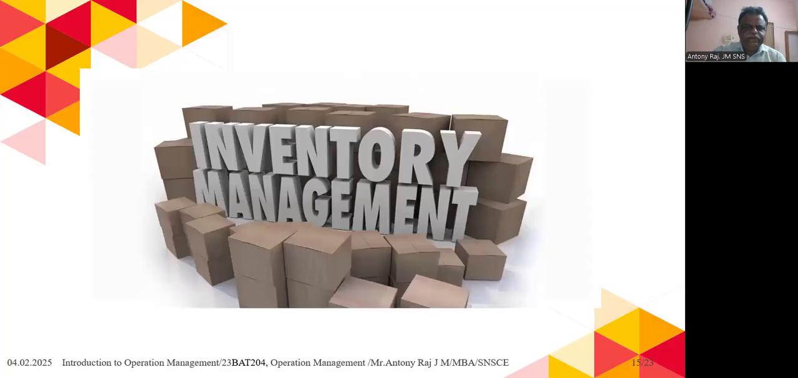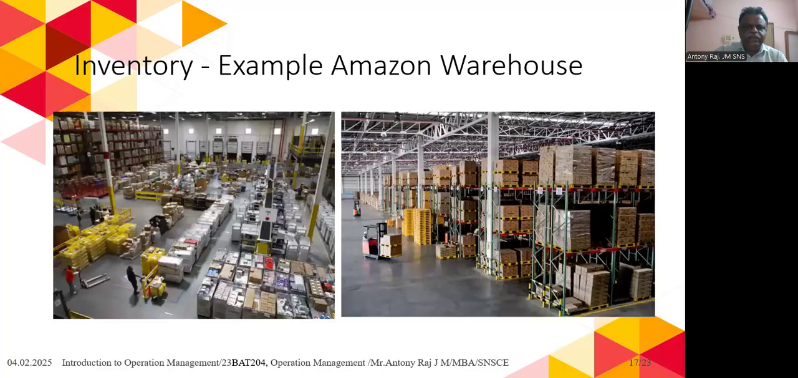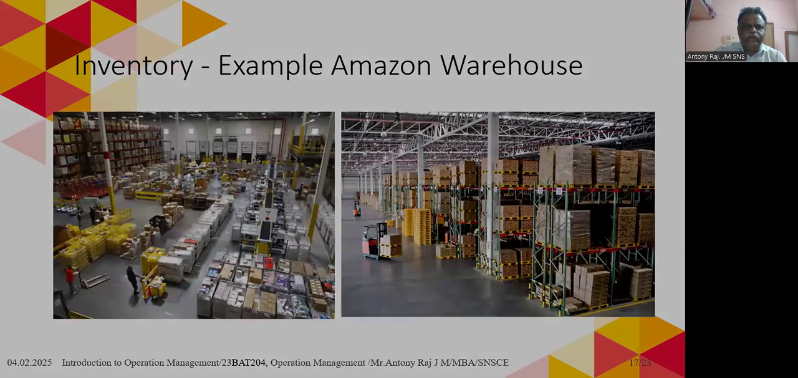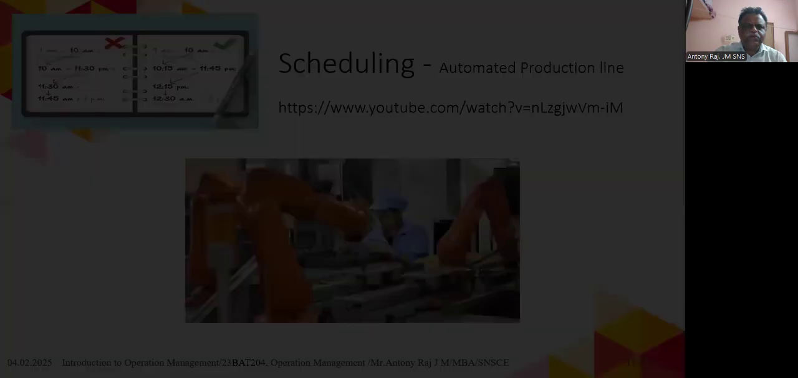And inventory management is a very crucial area with respect to operations management. And raw materials, as I told you, raw materials, work in process, and finished goods are the various types of inventory. And this is an example of an Amazon warehouse. And maintenance is also one more important part of the operation strategies, where these are the variables which are going to affect the maintenance: time, cost, and quality.